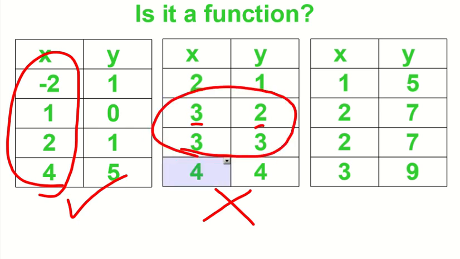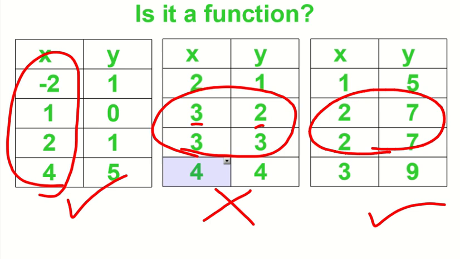Third one, Aubrey. No. Keller? Is a function. Why is the third one okay? Because it's matching on both sides. So even though the x's do repeat, the y's repeated with them. If the y's repeat with them, that means it can still be a function.